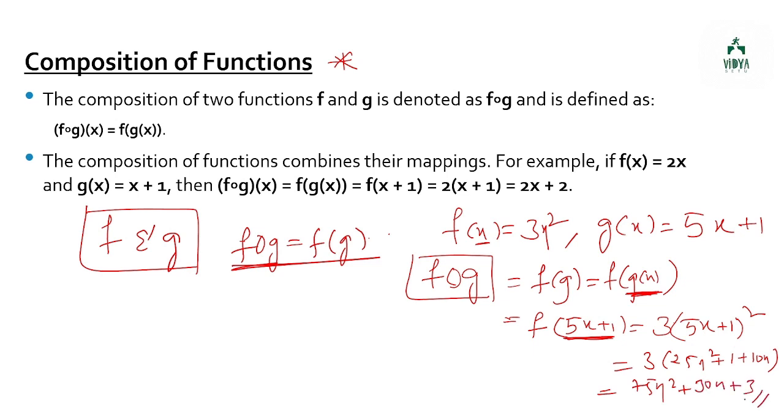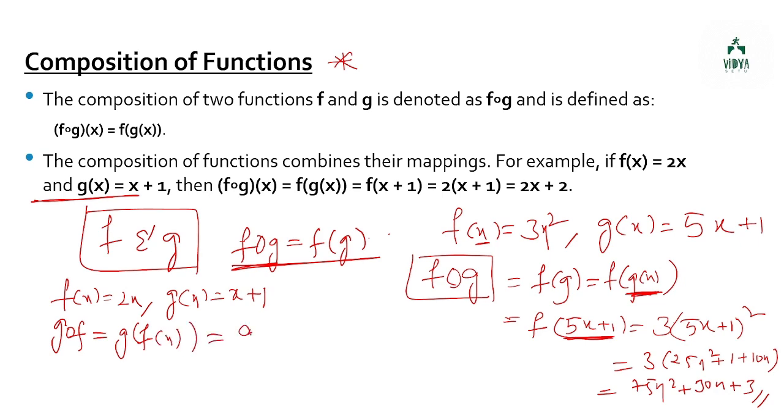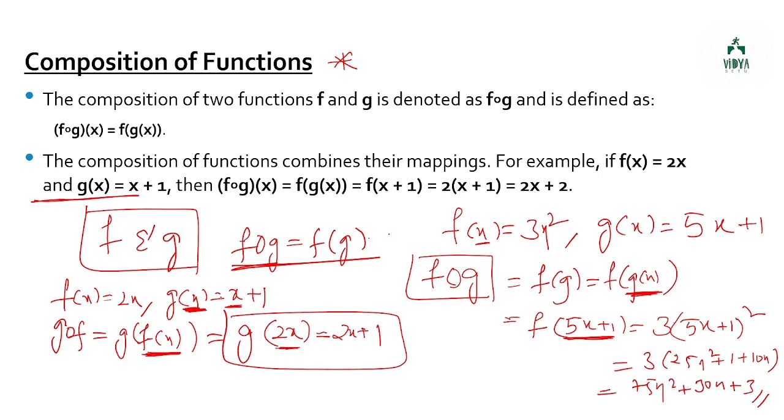Understood? If you have not understood, I'll go with one example the reverse way. F of x is equal to 2x, g of x is equal to x plus 1. But I'll take g of f. Now g of f of x is equal to, in the place of x, we write f of x, which is 2x. So in g, in place of x, we replace 2x, giving 2x plus 1. This much you understood, right?